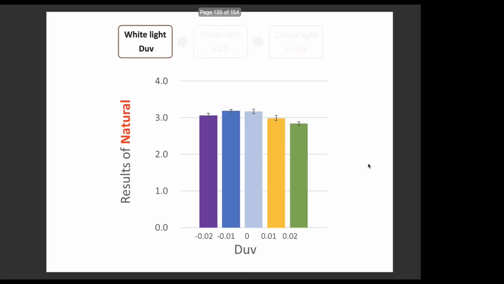Here are showing the result for facial skin impression. Next slide, please. And again, we would like to look at the comparison between different DUV values for the scales. Next slide, please.